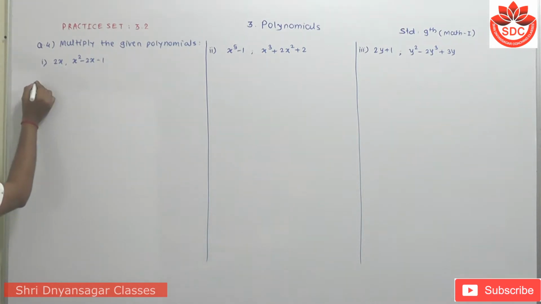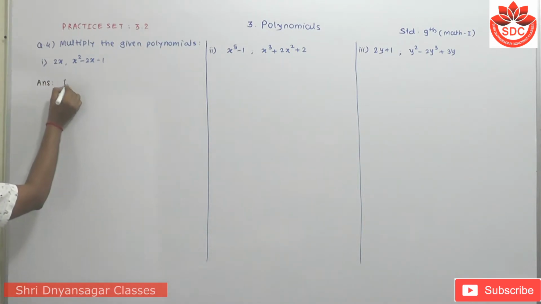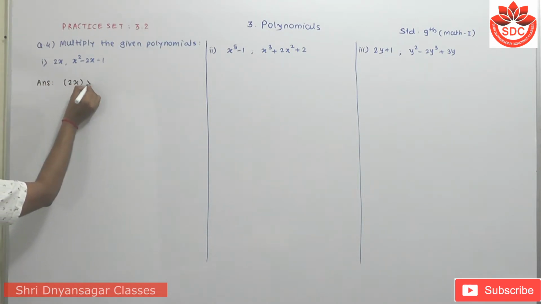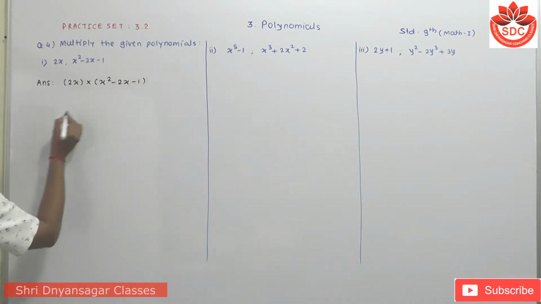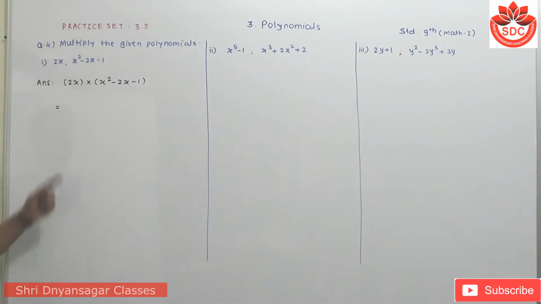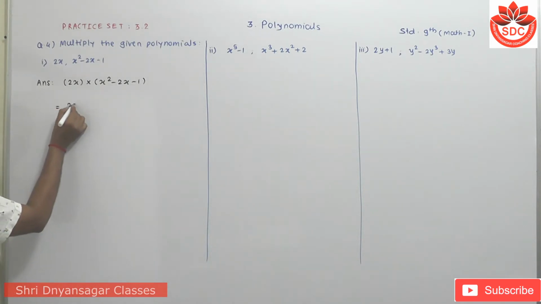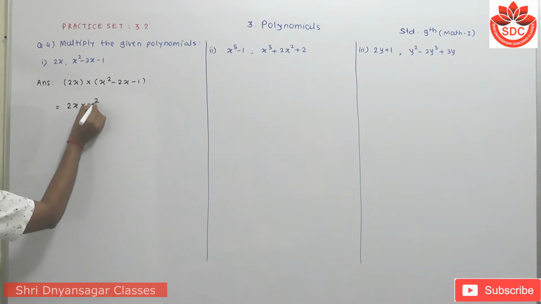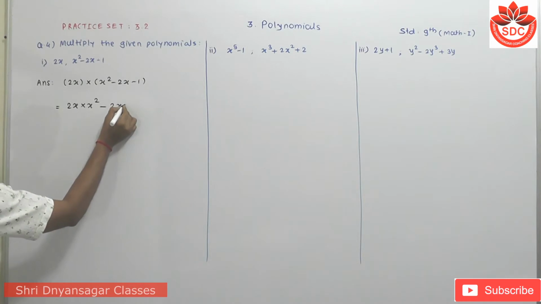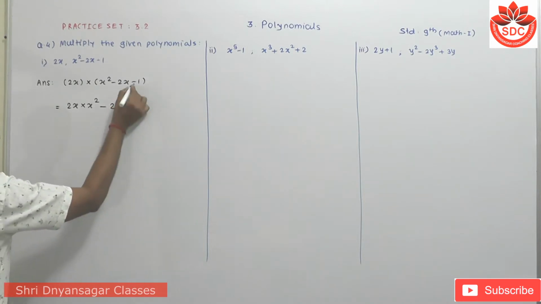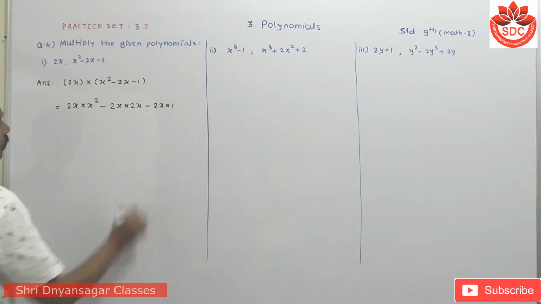The answer to the first one is so simple. Multiply it: take the bracket, 2x into (x square minus 2x minus 1). Students, here is one term, and you have to multiply each term by it. We get 2x into x square, then minus 2x into 2x, then minus into minus gives plus, 2x into 1.